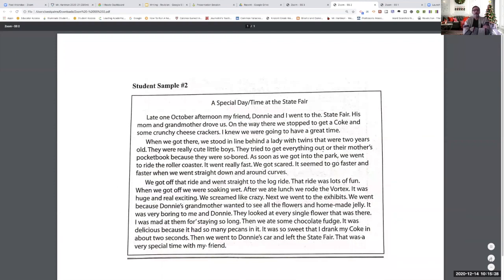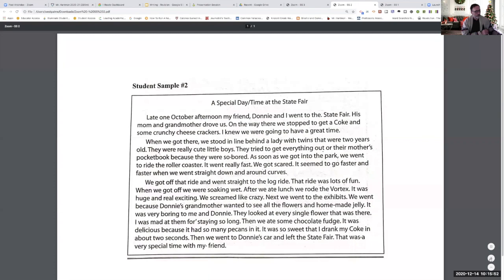It was very boring to me and Donnie. They looked at every single flower that was there. I was mad at them for staying so long. Then we ate some chocolate fudge. It was delicious because it had so many pecans in it. It was so sweet that I drank my Coke in about 2 seconds. Then we went to Donnie's car and left the state fair. That was a very special time with my friend.